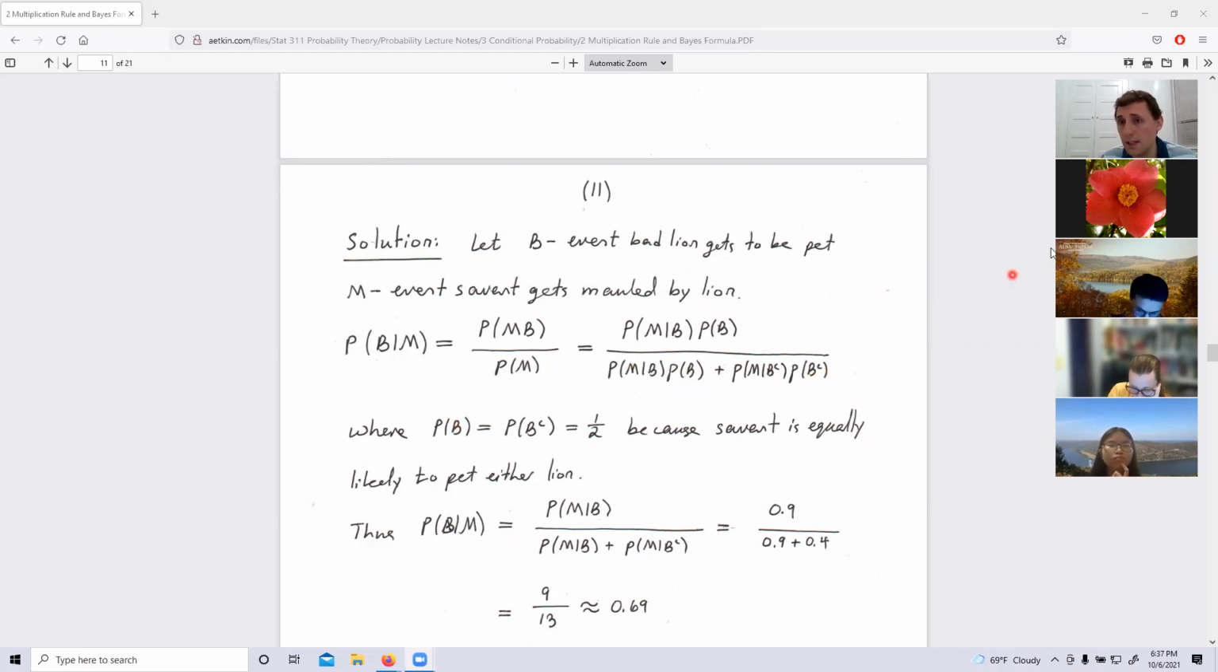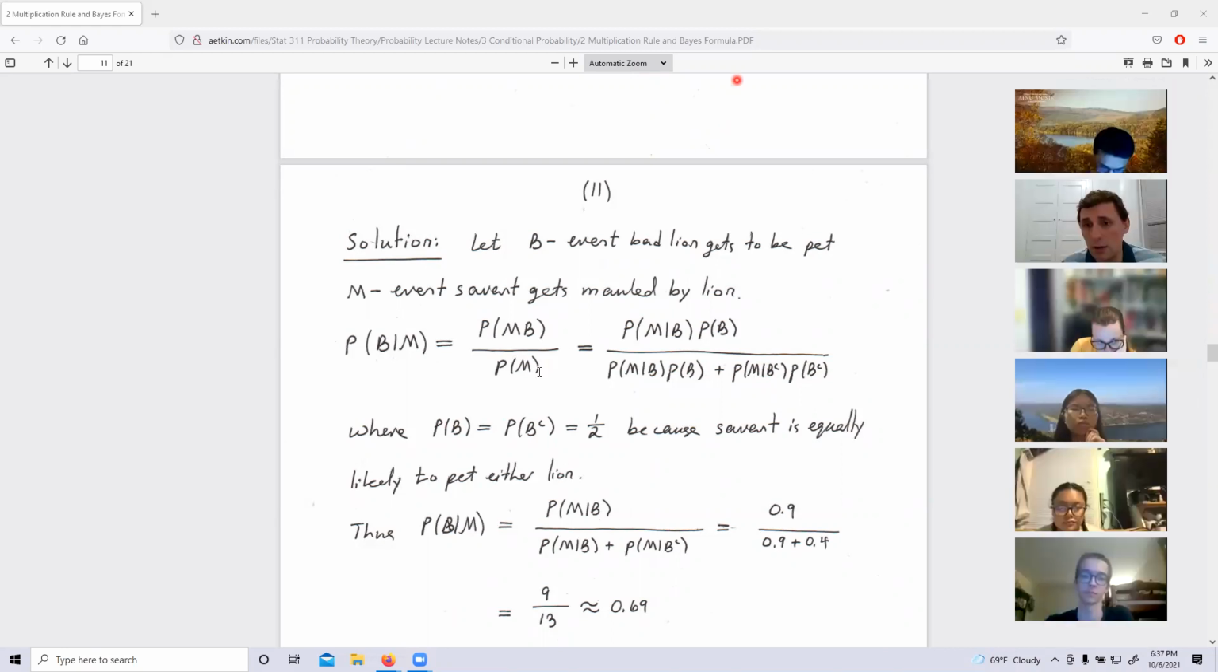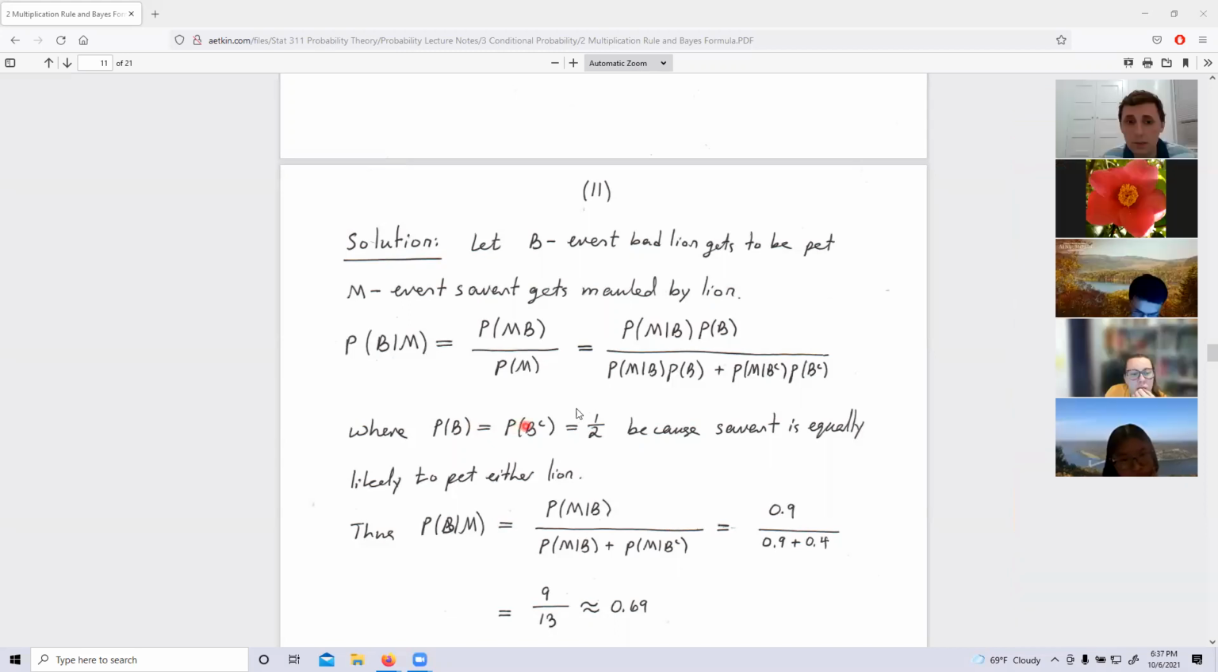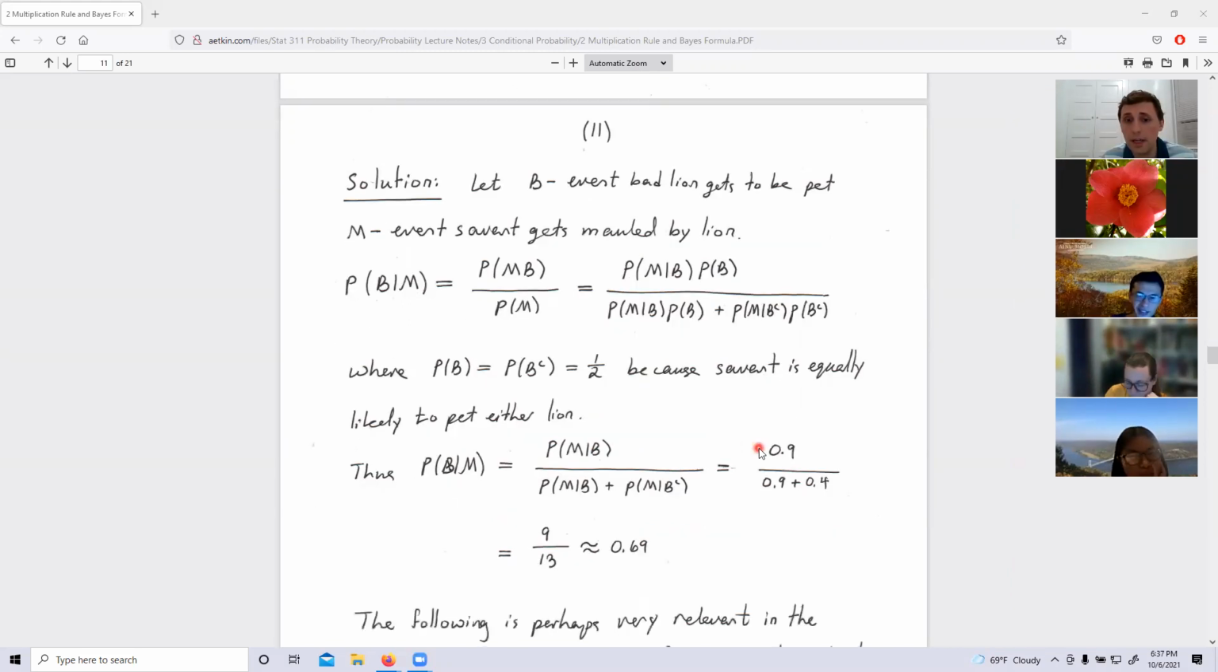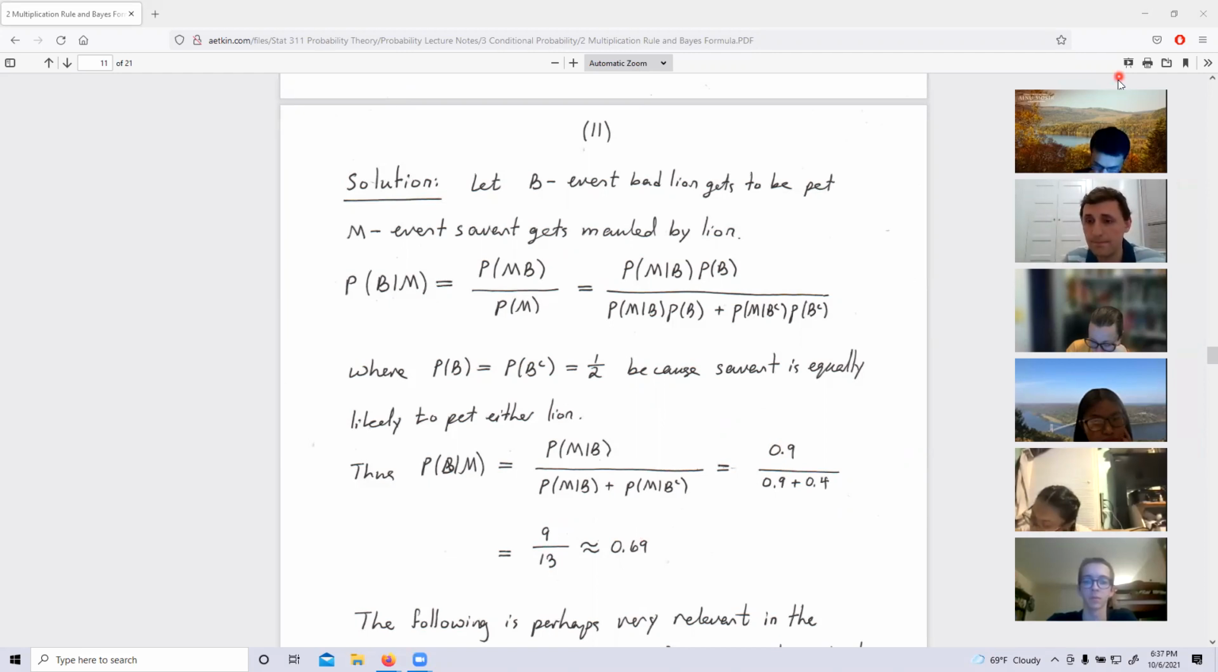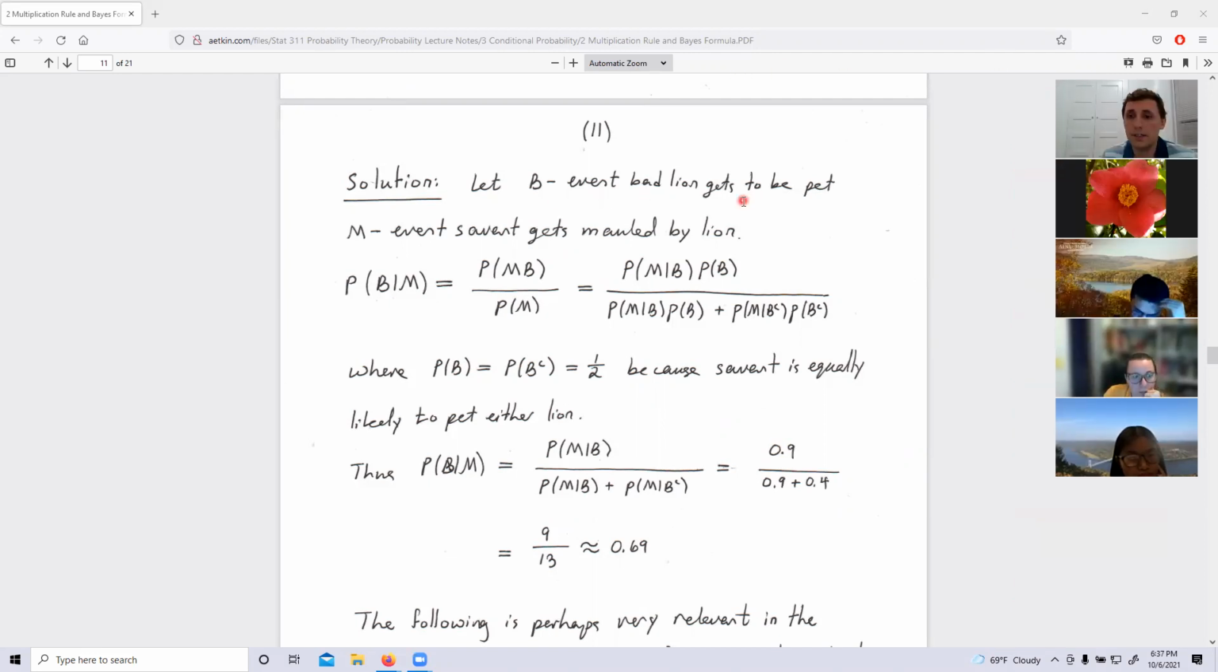And because the savant, here is the important part, guys. The savant cannot tell the difference between a good or a bad lion, which means the savant is equally likely to pet either the good lion or the bad lion, which means the probability of touching the bad lion or the good lion is 1/2. And by that, it's 9/13, or approximately 69% that the attack was perpetrated by the bad lion. Understood? Okay. Make sense?